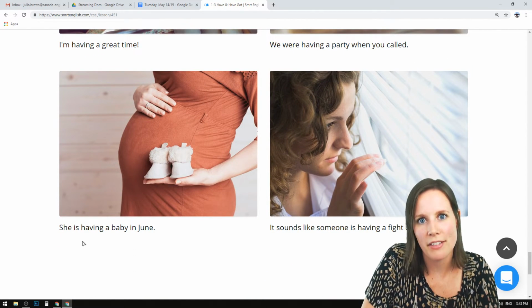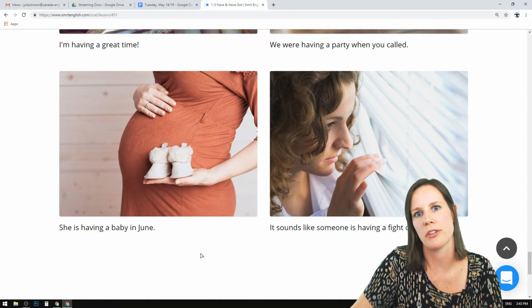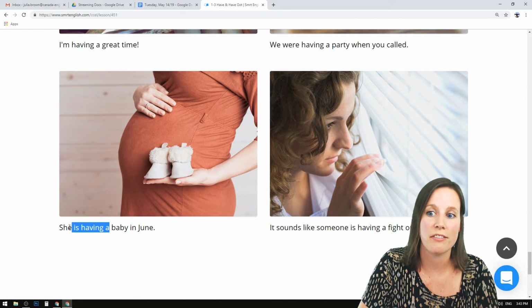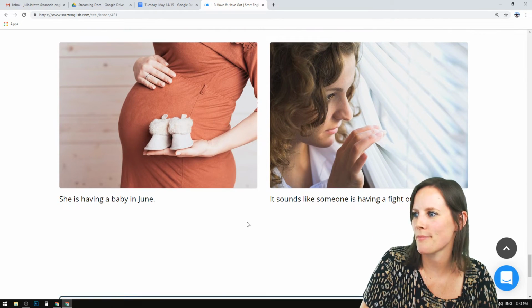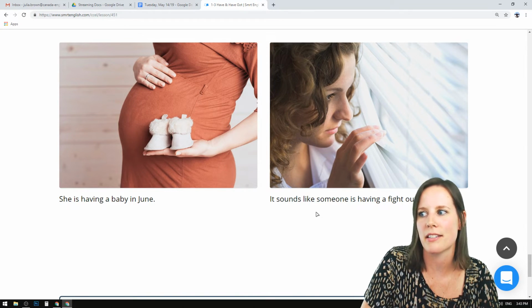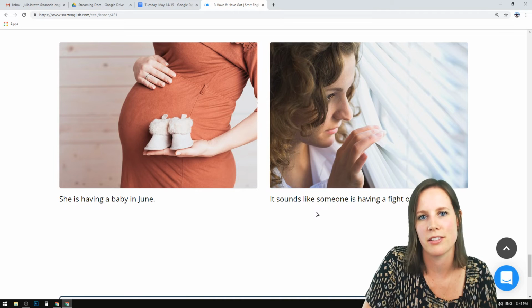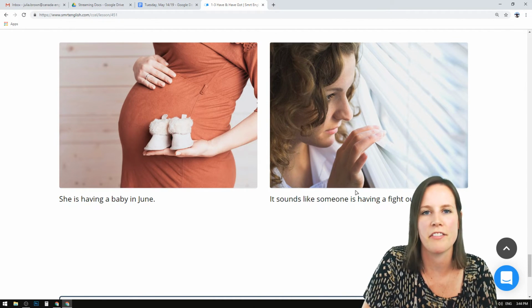And she is having a baby in June. We can use present continuous for the future. And this would be, of course, an action. Having a baby. Or another example, it sounds like someone is having a fight outside. If there's a lot of noise, this would be a dynamic meaning of have.